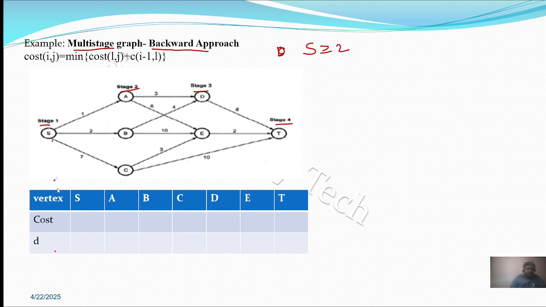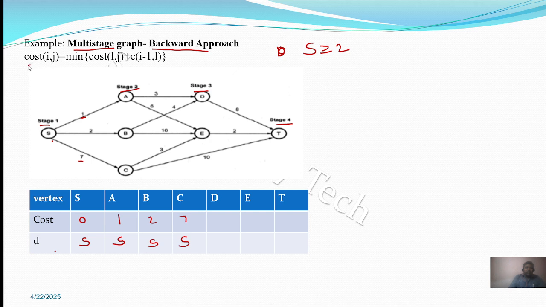The cost of S is 0, since you reach S only. Next is S to A, where the cost of the edge is 1 from S. The cost of B, S to B, is 2. Here also you can see it is 7 from S to C. Now you can see D, that is stage 3.